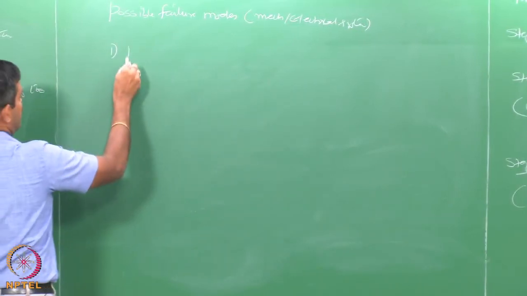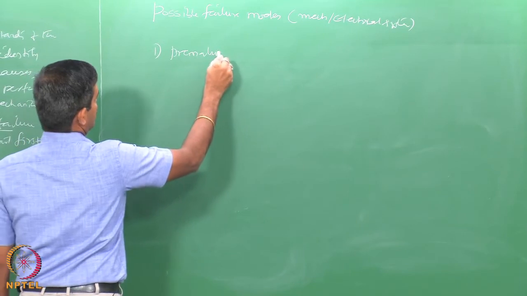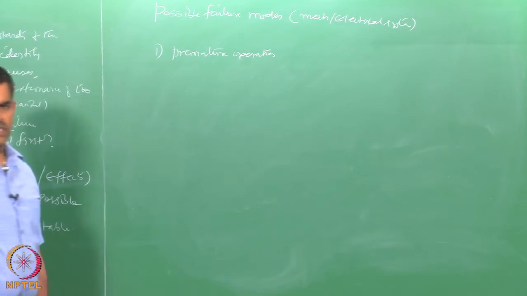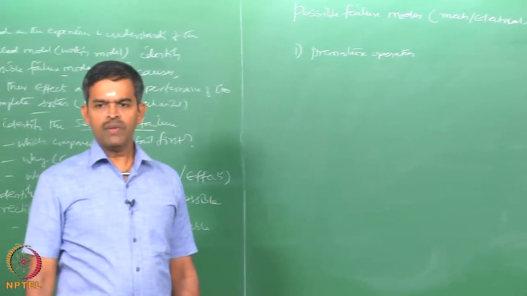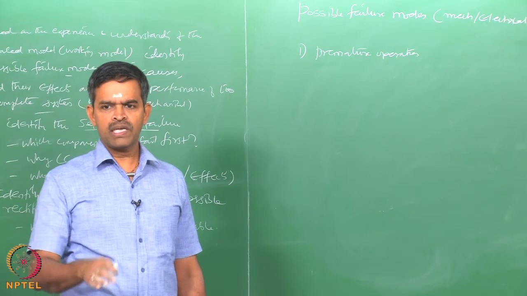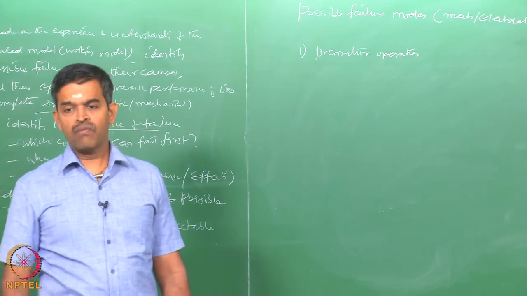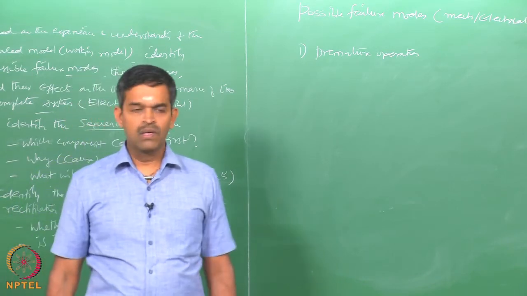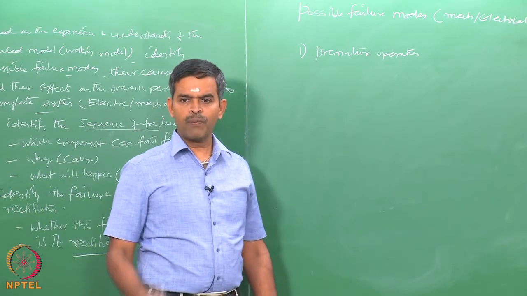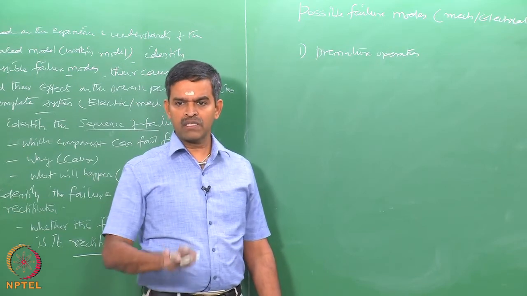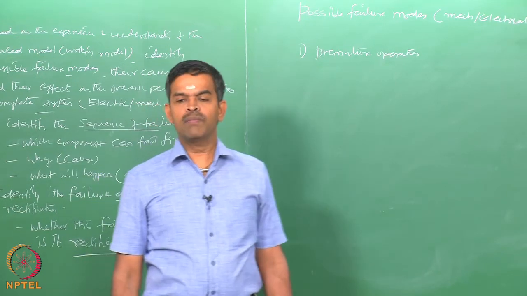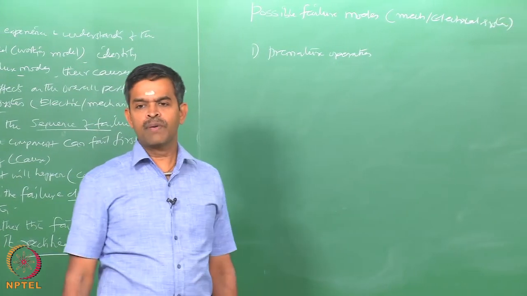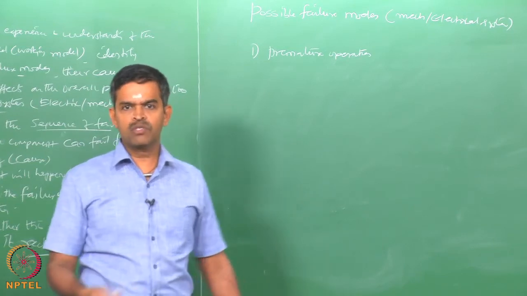The component can have a premature operation. What do you mean by premature operation? Let us take for example a valve. The valve is supposed to open only when the pressure exceeds, let us say, 10 bar, but the valve by mistake has opened even when the pressure has reached 9 bar. So, premature operation: the valve is supposed to open only when the pressure exceeds a certain threshold value, but because of malfunctioning of the valve has already opened prior to the pressure reaching the threshold value. It is called premature operation.